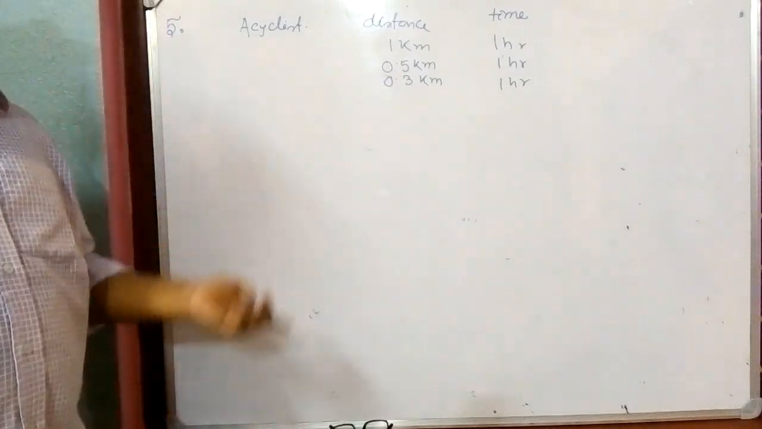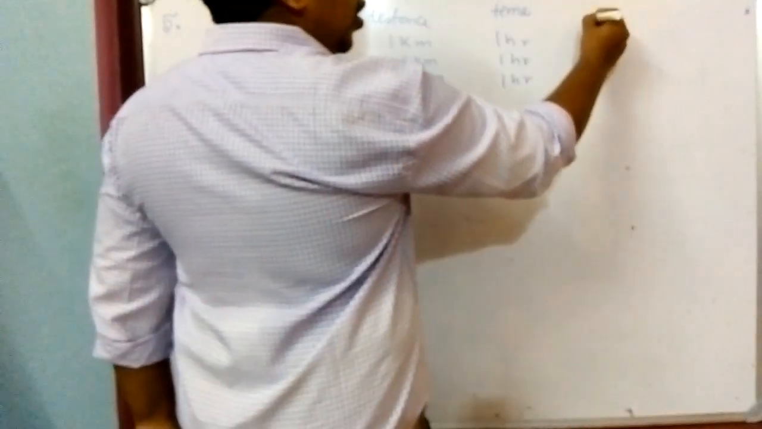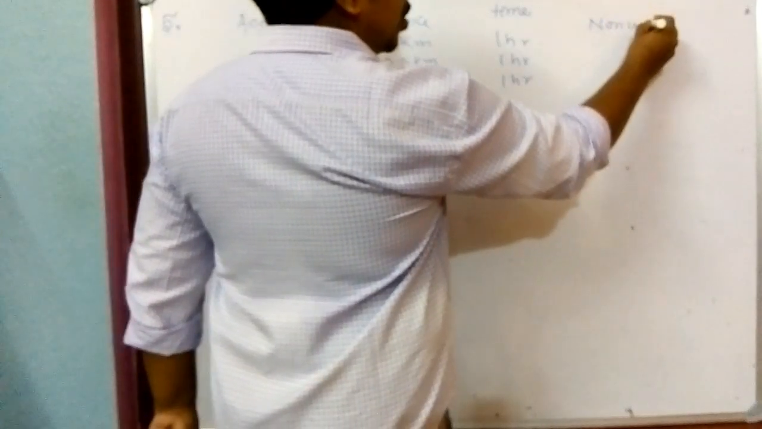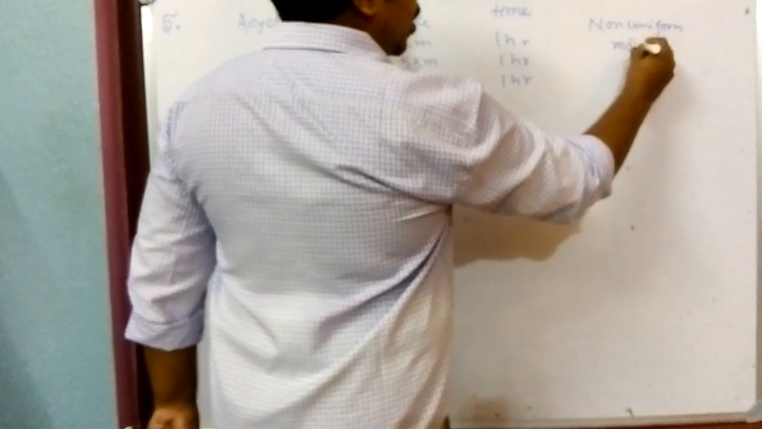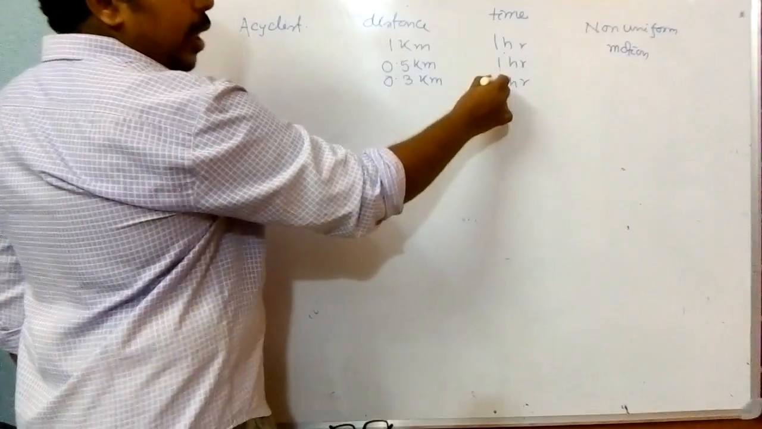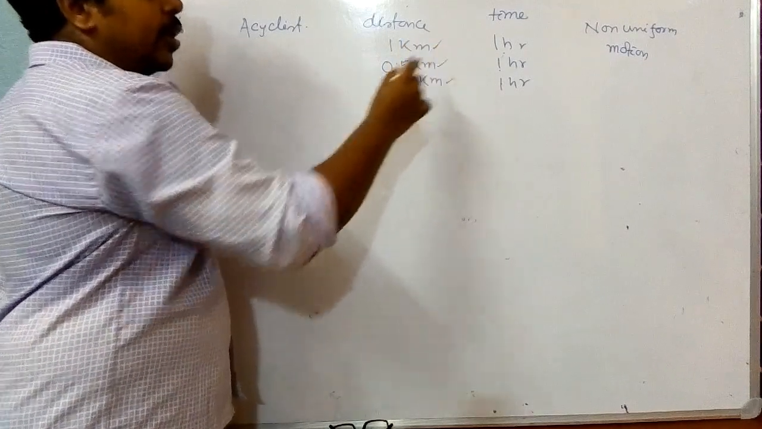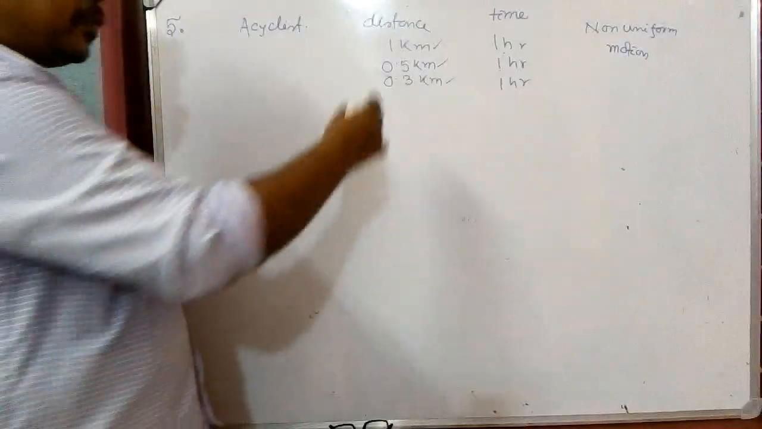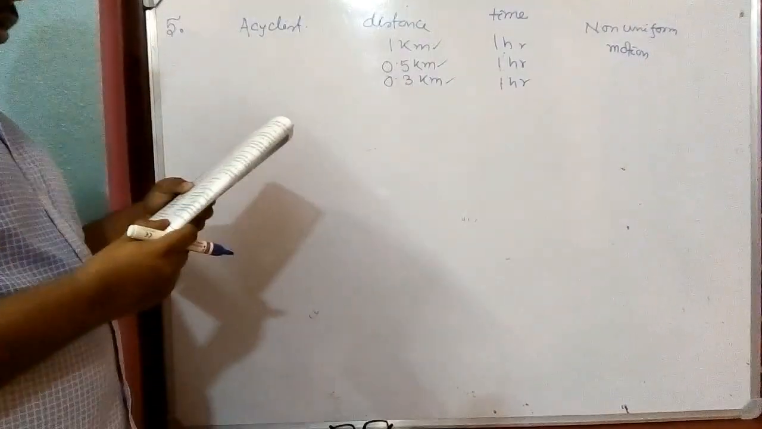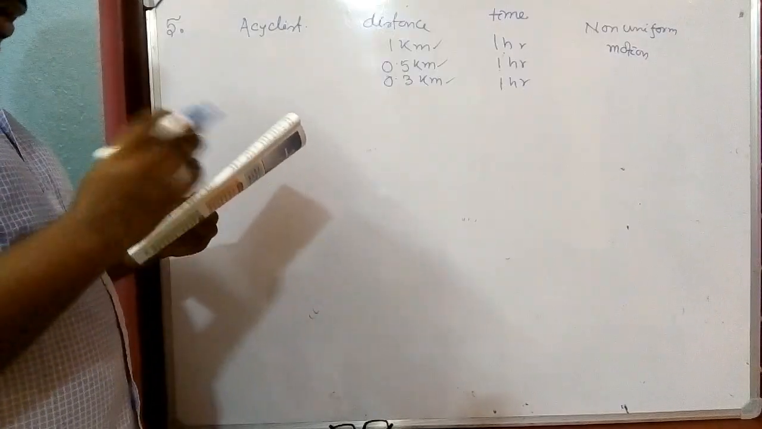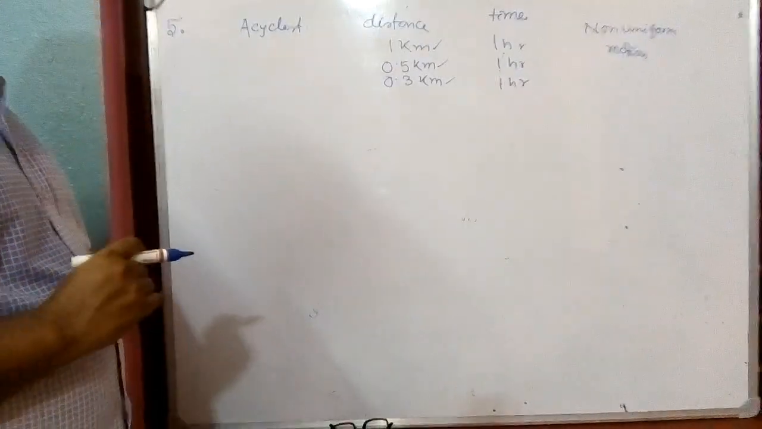So what kind of motion is it, if it is asked? It is clearly a non-uniform motion. Why is it a non-uniform motion? Because in equal time intervals, the cyclist covers different distances. First 1 kilometer, then 0.5, then 0.3. Okay, then see what the question is. Find the average speed of the cyclist in kilometer per hour.